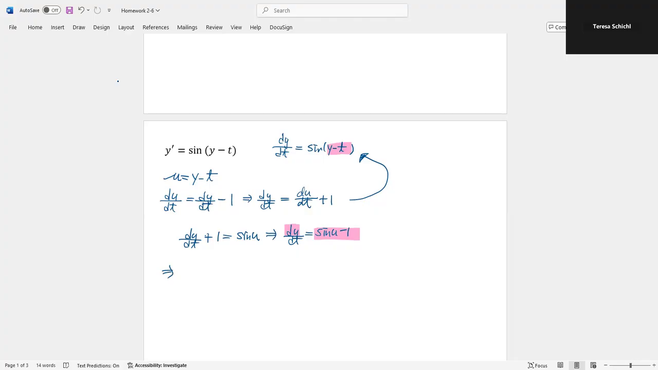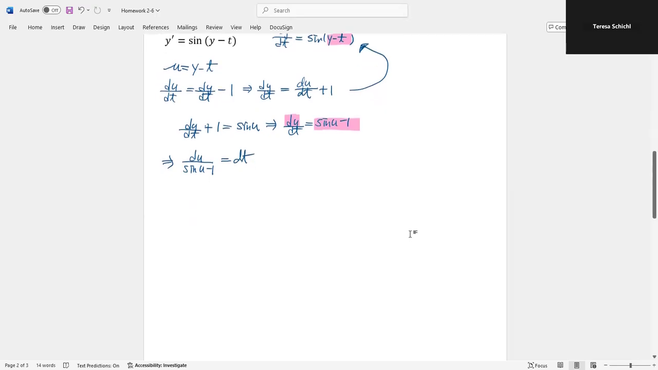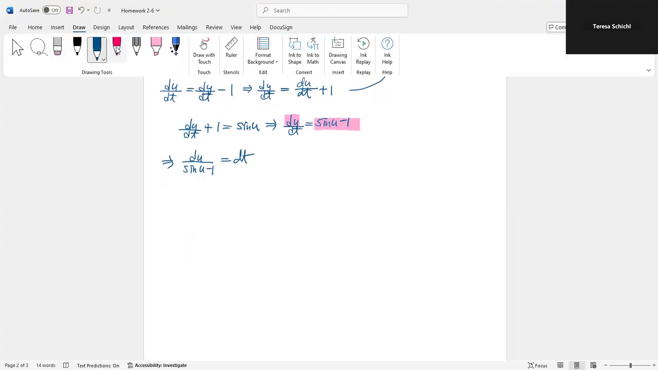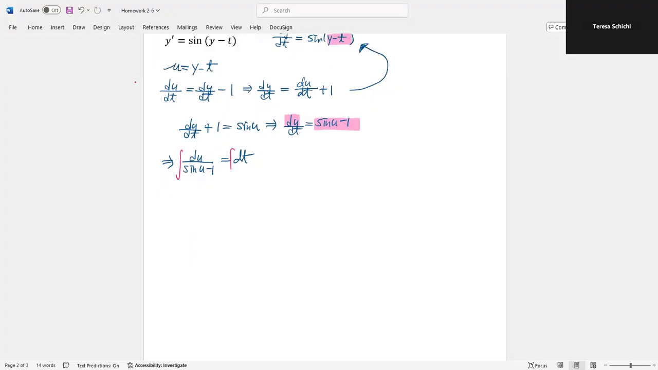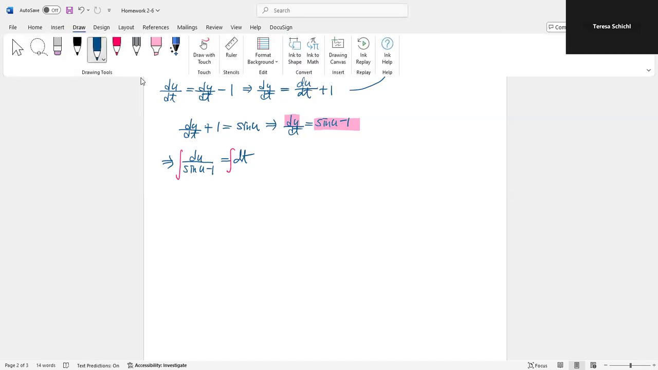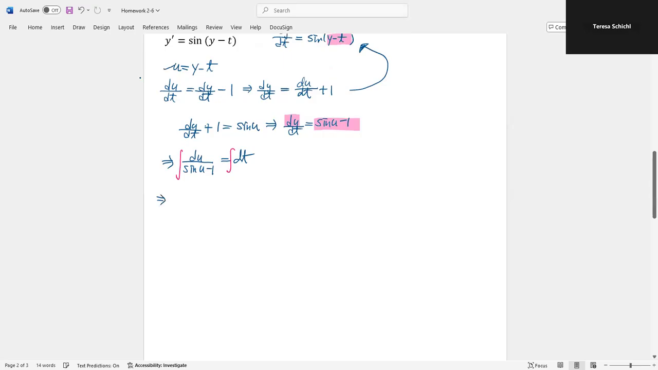So move all the u to one side. The left-hand side will be du over sine u minus 1, equal to dt. Right? After you do the variable separation, it's pretty easy. We can just integrate both sides here. Now the next step is to test your Calculus 2 and see how your integration is: the integral of 1 over sine u minus 1.